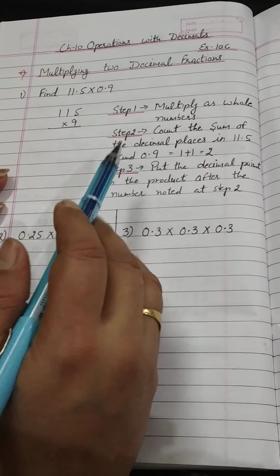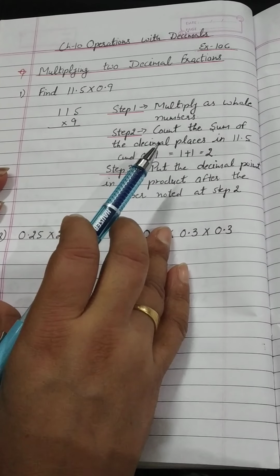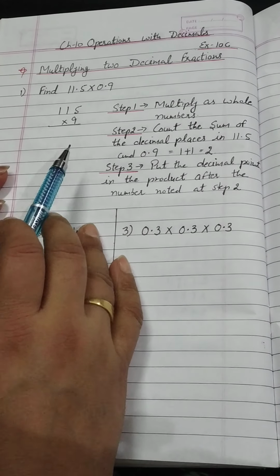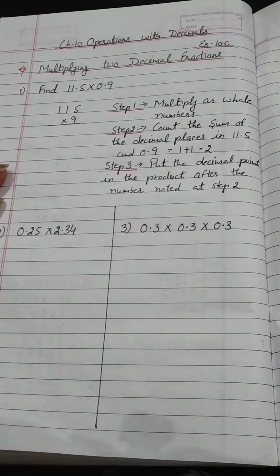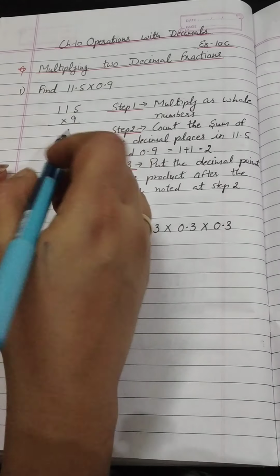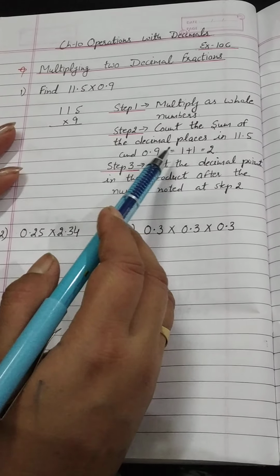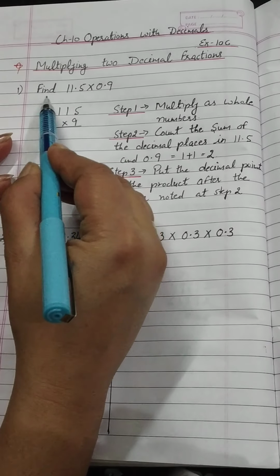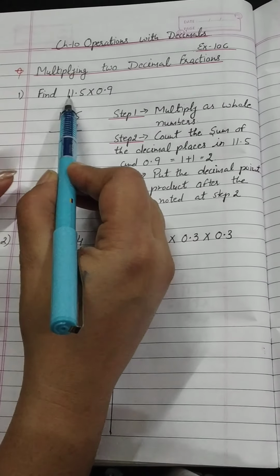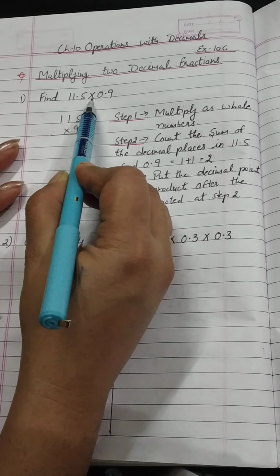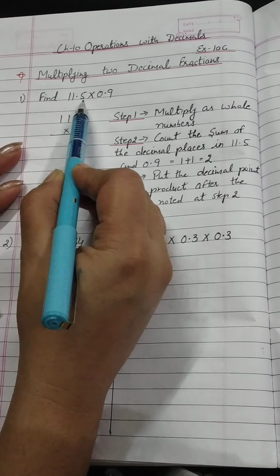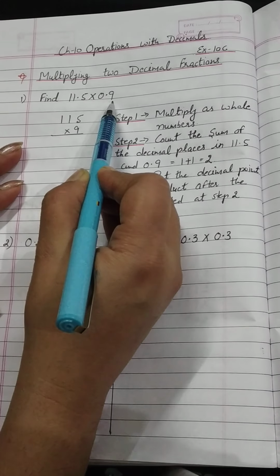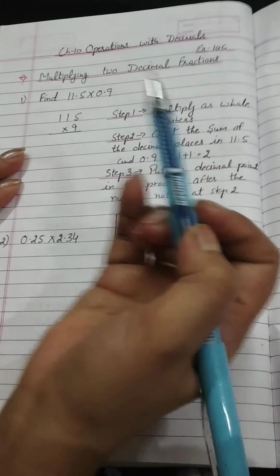In this case, the steps are same as we have already done for the multiplication of whole numbers with the decimal number. There is a little bit of change. Let's start question number 1. Here you have given: find 11.5 multiplied by 0.9. Now see, this is a decimal number, and this is also a decimal number. Now see how to do this.